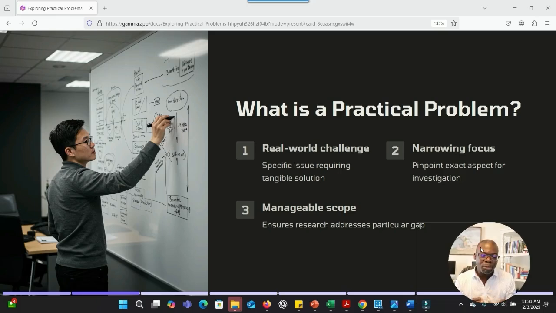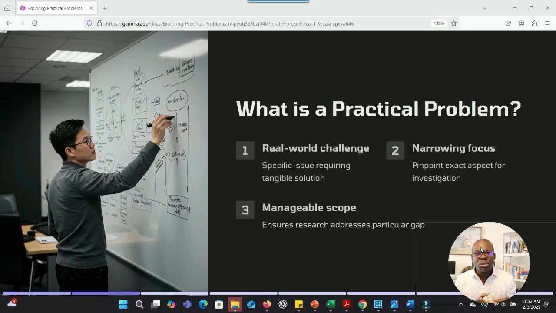Normally, the practical problem, you have to make it such a way that is narrow so that you'll be able to investigate and do research. And the practical problem should be manageable, right, in scope in terms of addressing it. Because of limited time and resources, you may not be able to address the whole problem. Sometimes you have to look at an aspect of a problem that you can address.